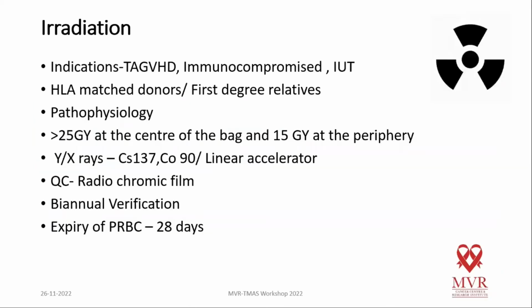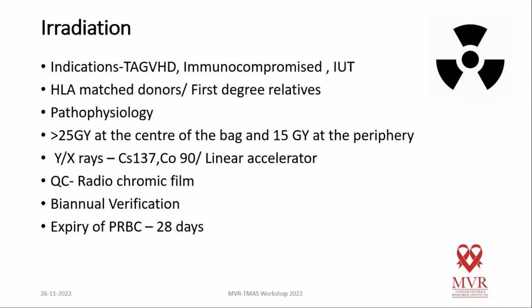Next is irradiation. The indication is to prevent TA-GVHD. It is used in the immunocompromised, intrauterine transfusions, HLA-matched donors, or first degree relative donors. Pathophysiology, I'm not going deep into it; you will all know that. At least 25 gray should be given at the center, and a minimum of 15 gray at the periphery. Both gamma rays and X-rays can be used. When it is gamma rays, it should be cesium-137 or cobalt-60 using a gamma irradiation chamber. When it's X-rays, it can be a linear accelerator.